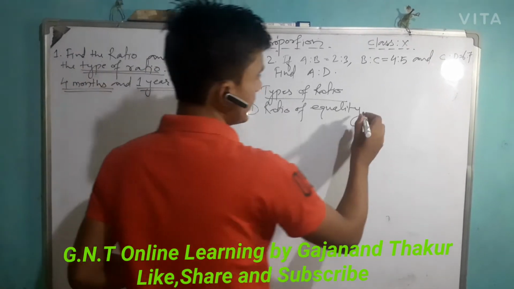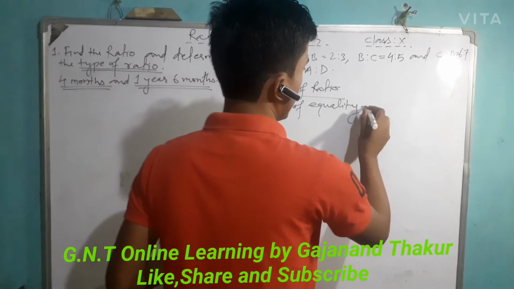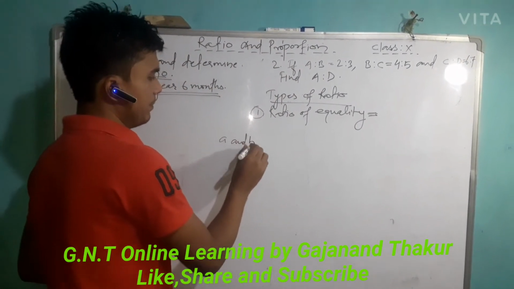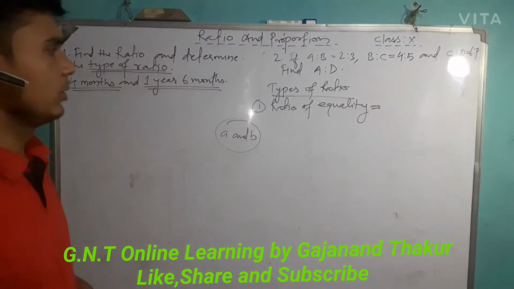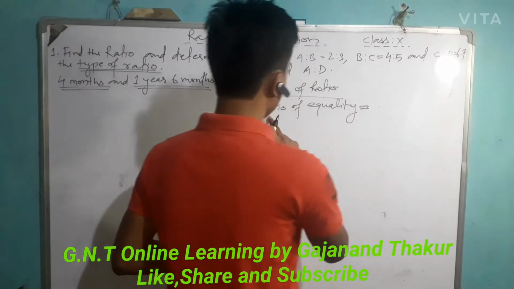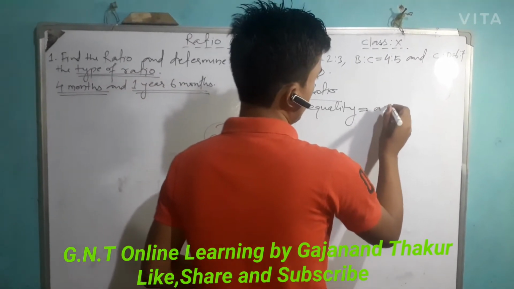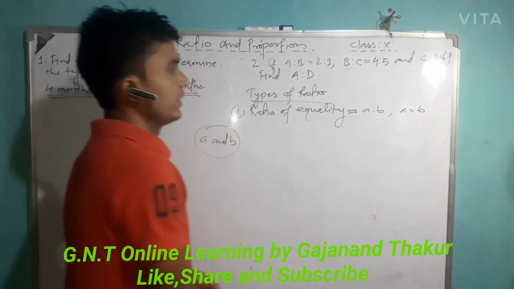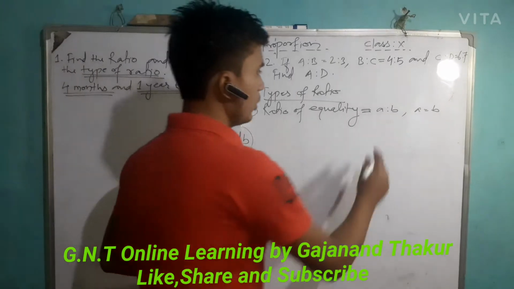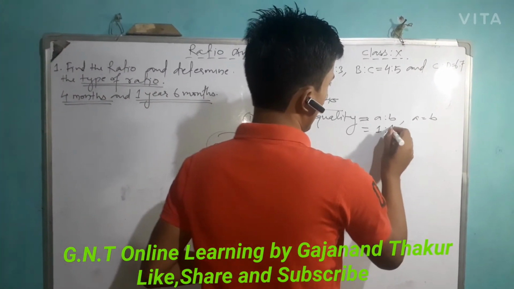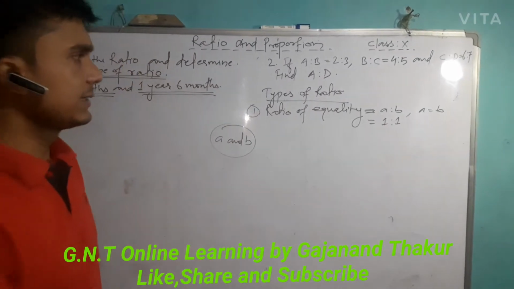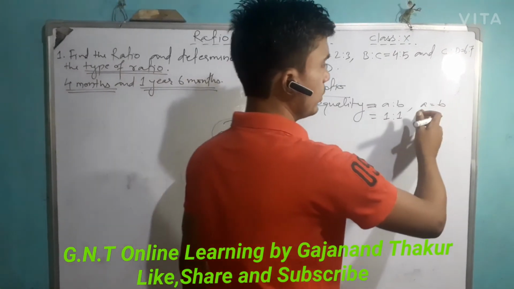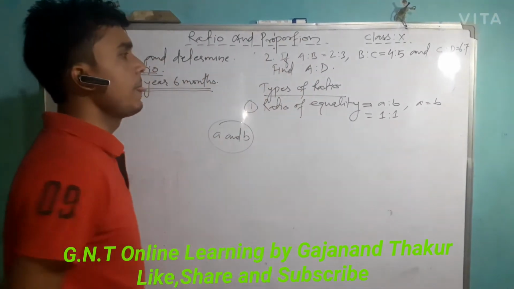Number one, in case of ratio of equality, what we understand here is, if we take two numbers, that is A and B, and when we find the ratio, that is A is to B. In case of ratio of equality, A is to B, so A is equal to B, or 1 is to 1. So in case of ratio of equality, the answer will be 1 is to 1. Why? When we take two quantities, both the quantities will be equal. That is, A and B will be equal in case of ratio of equality.